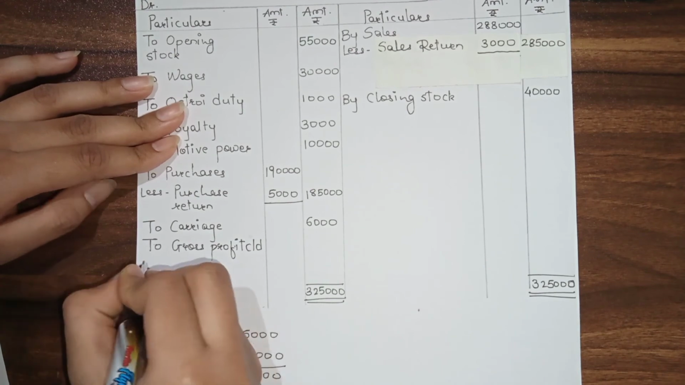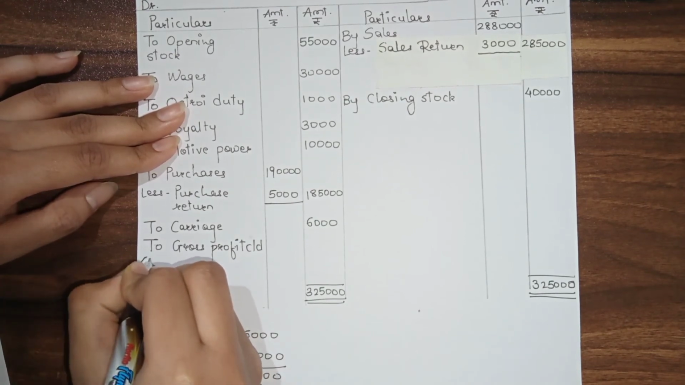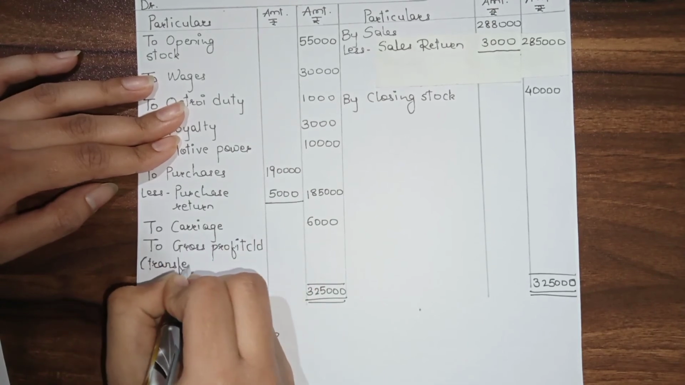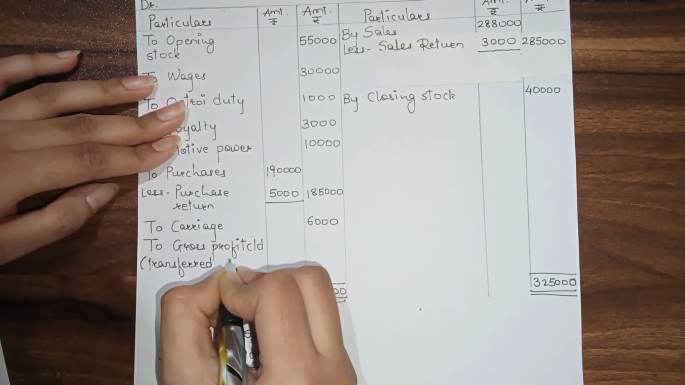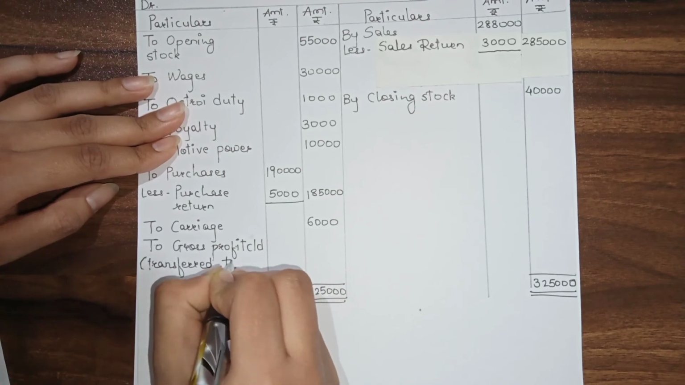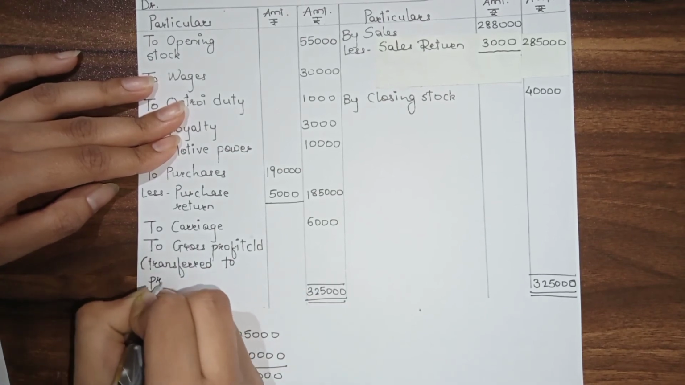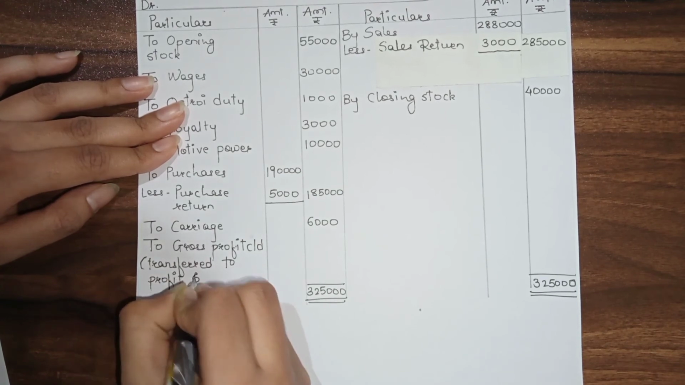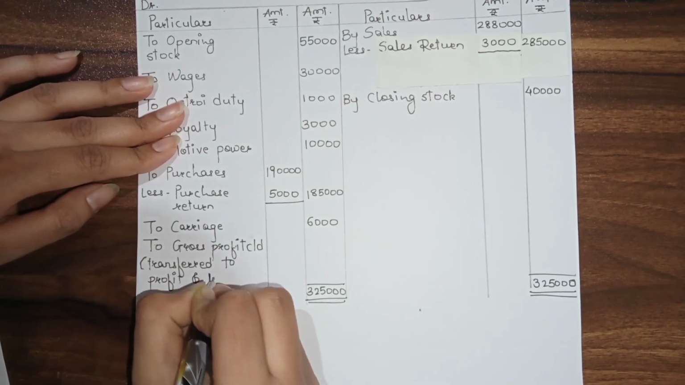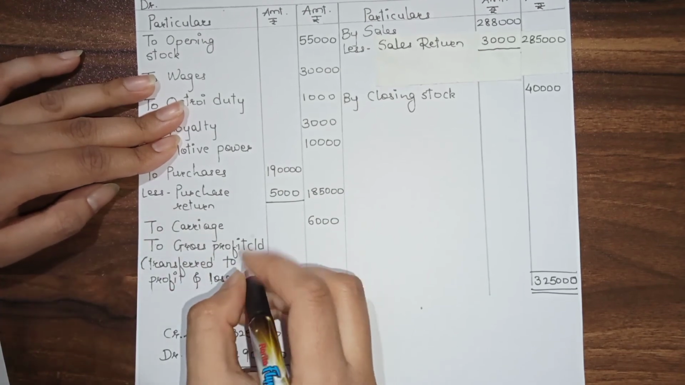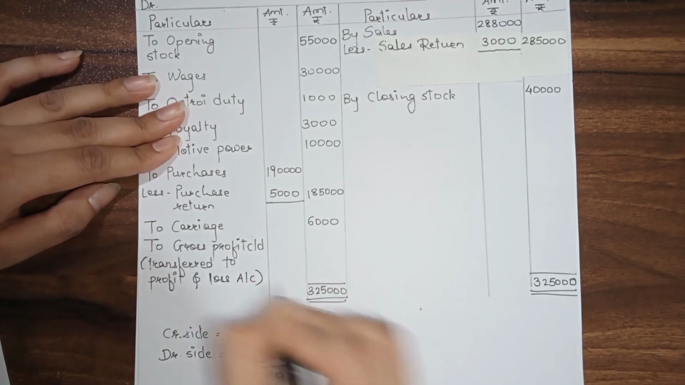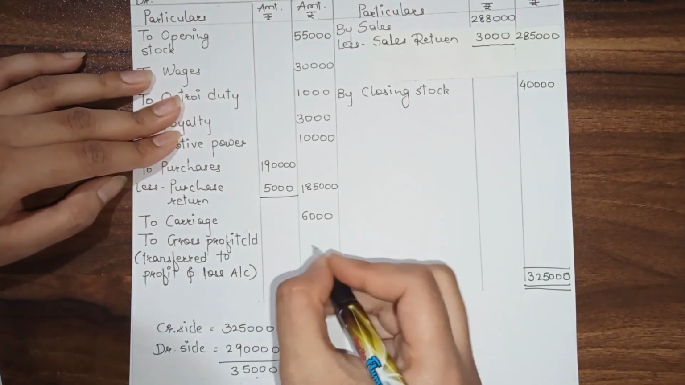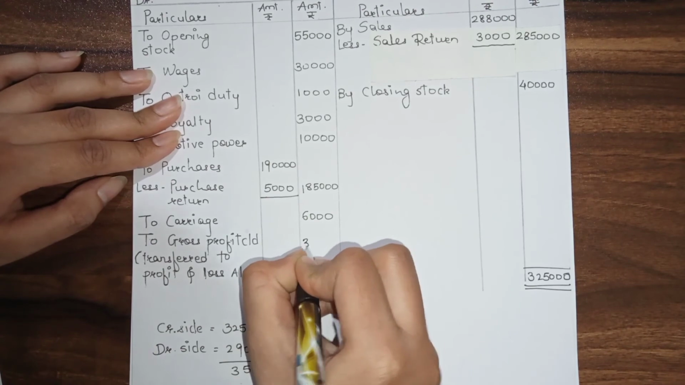In brackets I'll write down transferred to profit and loss account. That is for your understanding, that you have to transfer this amount to the profit and loss account. How much is the amount? 35,000. So we will write here 35,000.